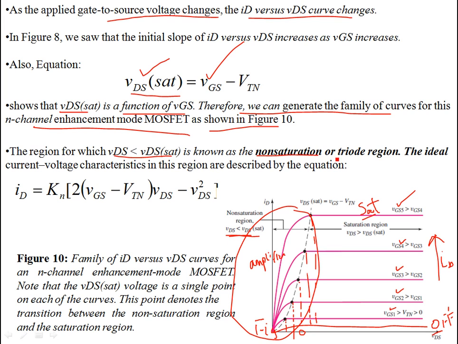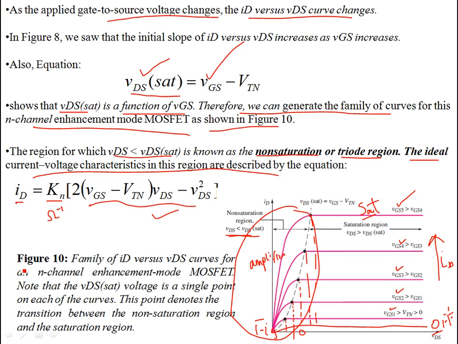This is called the non-saturation region or the triode region. So the ideal current voltage characteristics in this region are described by the equation. You can see this Kn parameter is a transconductance parameter having the dimensions of ohm inverse or Siemens, because it's relating the ID current with respect to the voltages, right? We'll talk more about this conduction parameter. This depends on the fabrication or geometrical parameters and electrical parameters of the MOSFET. So in the non-saturation region, you can relate ID with VDS from the given expression.